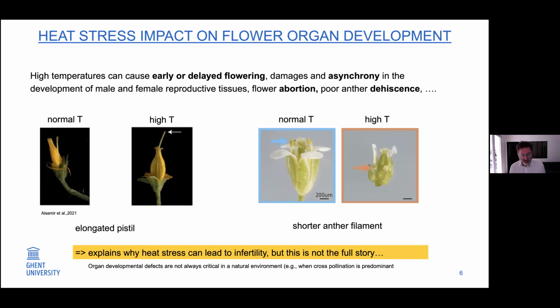However, although this may explain quite frequent infertility reports that have been out there, this cannot be the full story. And it's also unlikely going to impact, for example, reduced fertility in a natural environment, because most plants are not selfing, they're actually cross-pollinated. And in this case, you can imagine that insects would still be capable of performing that cross-pollination.